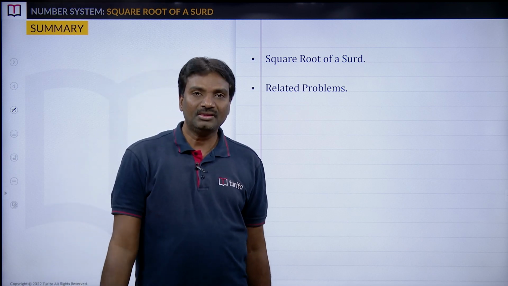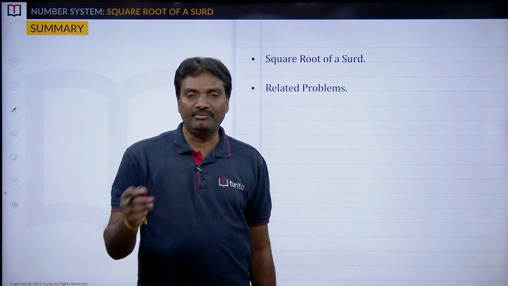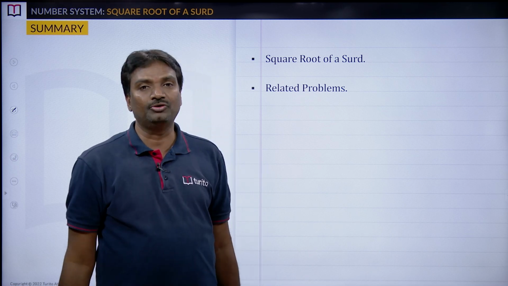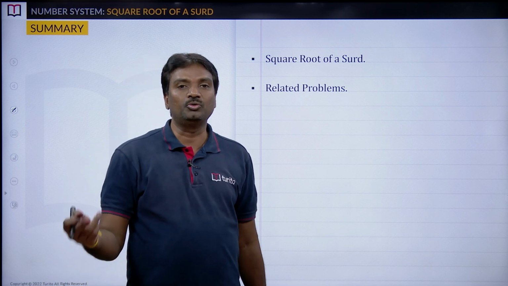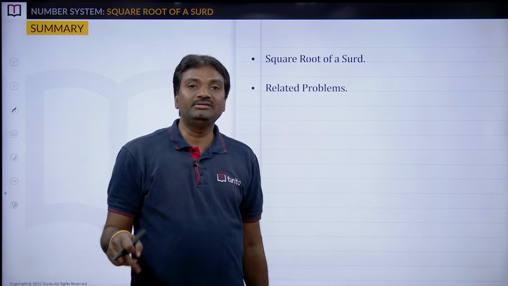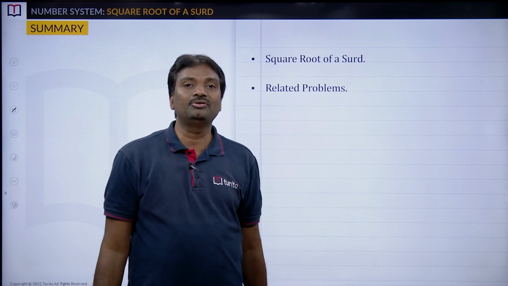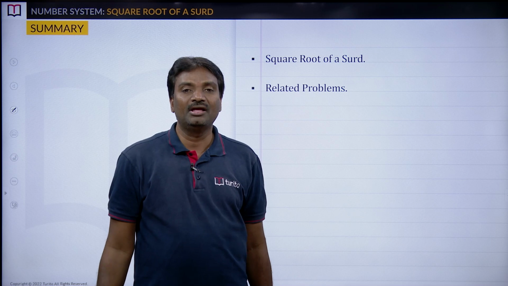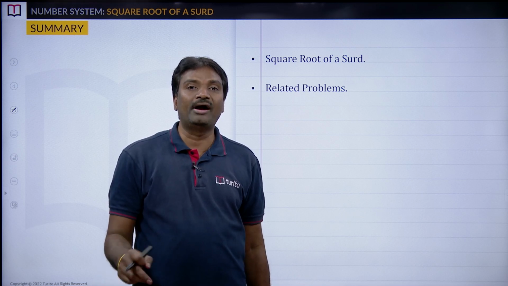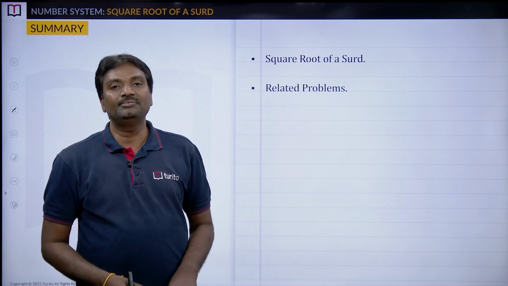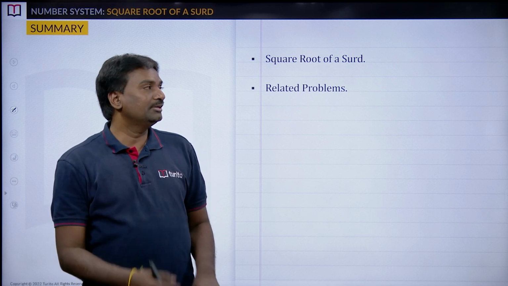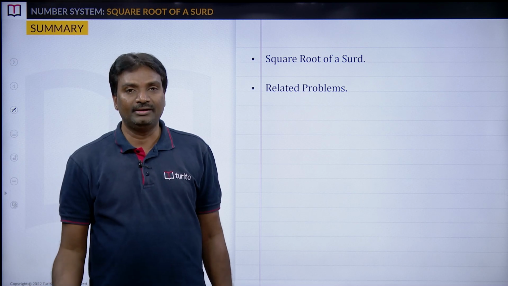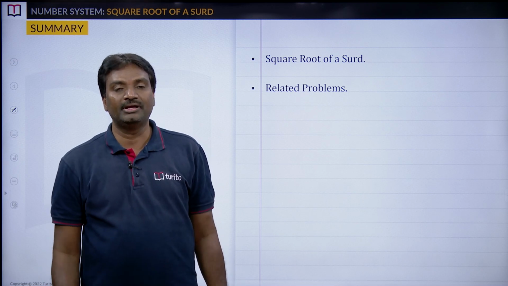of the given number. If the given surd is of the form a plus root b, the square root of a plus root b equals root x plus root y. If the given surd is of the form a minus root b, the square root of a minus root b equals root x minus root y. So that is the general method. Also we have discussed how to find the square root of the given number in the shortcut method. These are some problems related to square root of a surd. In the next class we can discuss some more problems related to the number system.